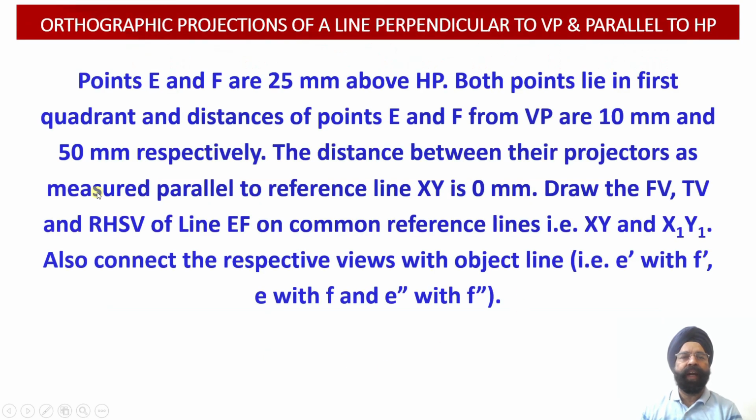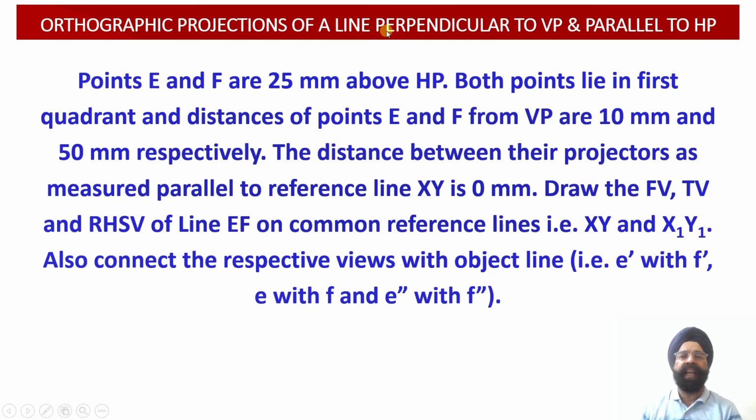Now here we are required to evaluate the orthographic projections of the line which happens to be perpendicular to the vertical plane and parallel to the horizontal plane. Since this line is parallel to the horizontal plane, in its projection onto the horizontal plane, that is the top view, we are going to obtain the true length of the line.